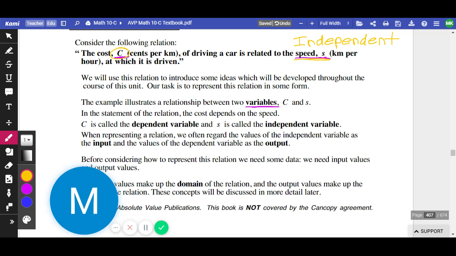Then the cost changes depending on what I've chosen. This depends on what I chose, so it's the dependent. I believe it says it down here. C is the dependent, S is the independent.